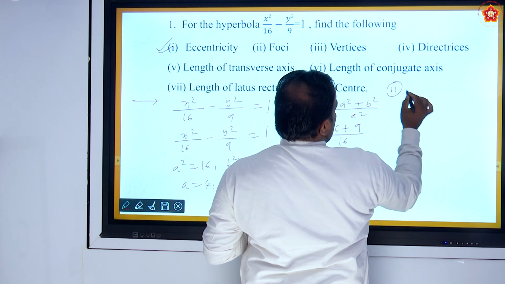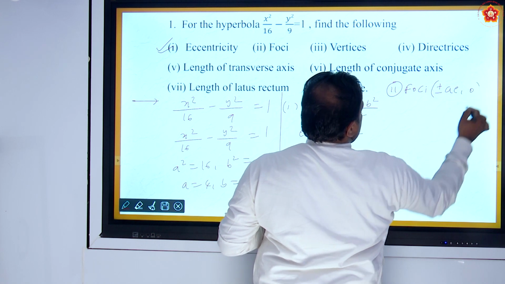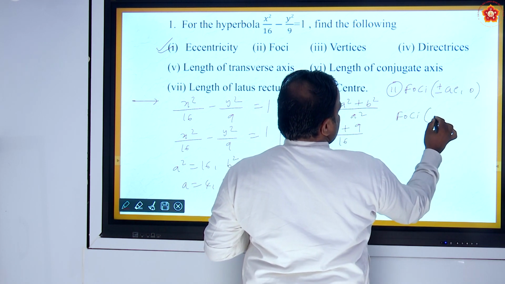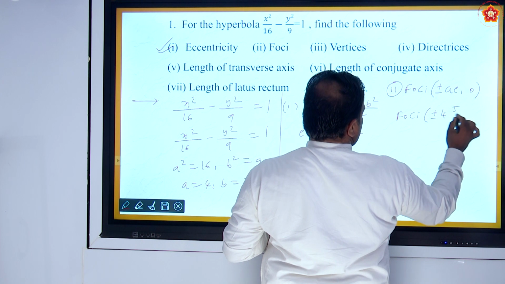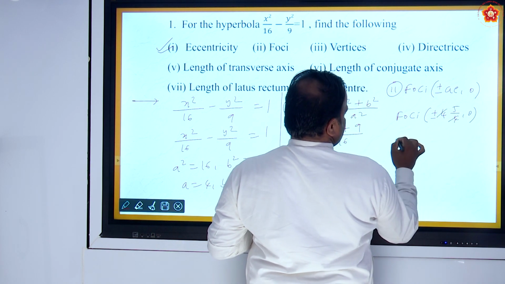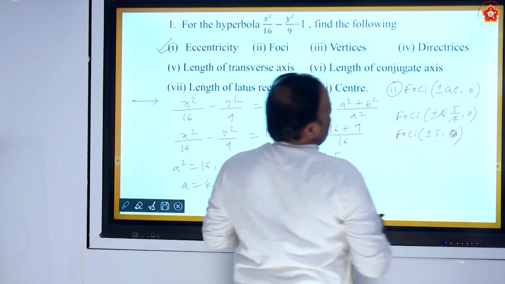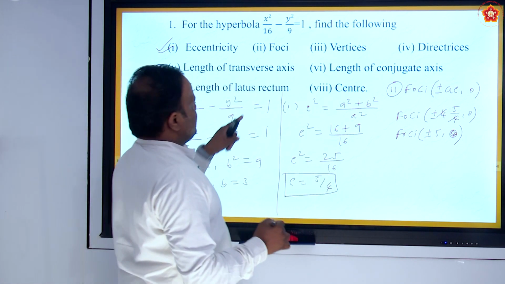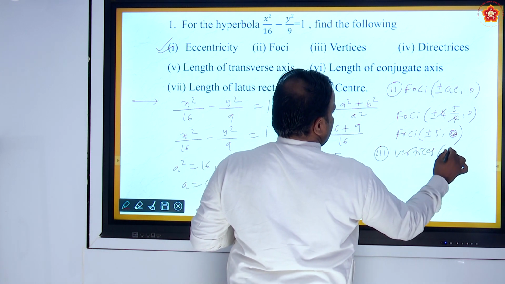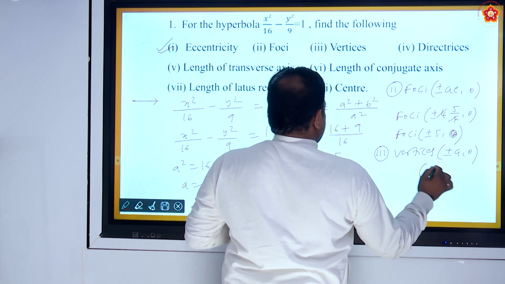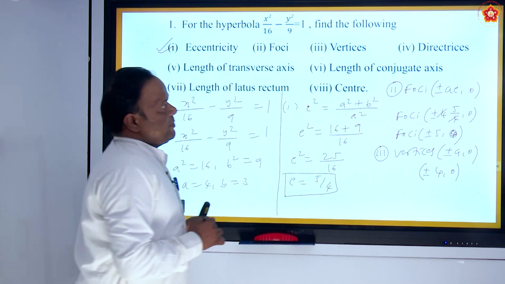Now, find foci. What is the foci formula? Foci is the plural form of focus. Focus formula is plus or minus ae comma 0. So, foci: a is nothing but 4, e is nothing but 5 by 4, comma 0. 4 gets cancelled. The foci is plus or minus 5, comma 0. This is the foci of the hyperbola. Next, vertices. This is the third one. Vertices formula is plus or minus a comma 0. a is given here, a is nothing but 4. So plus or minus 4 comma 0. These are the vertices of the hyperbola.